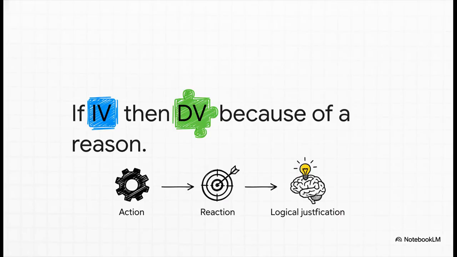Now for Step 3. And honestly, this is where the magic happens. We apply the formula. If your independent variable, then your dependent variable, because of a specific reason. It's so simple, yet it's incredibly effective. You just plug in your variables to create a logical, testable statement. So it becomes, if students increase their study time, then their exam scores will improve because they have more time to understand the material. See? Action, reaction, and logical justification.